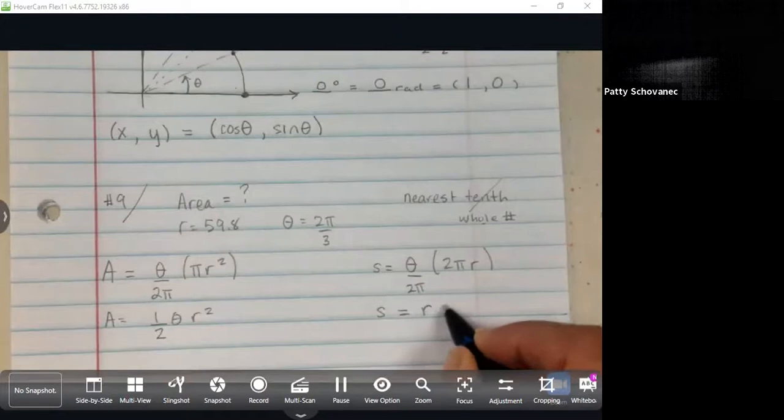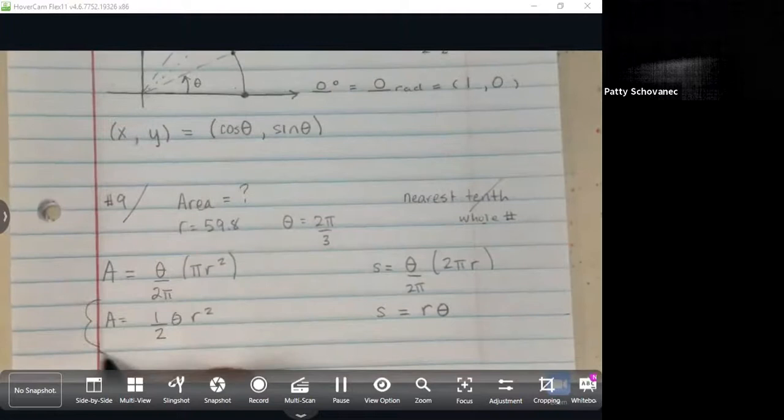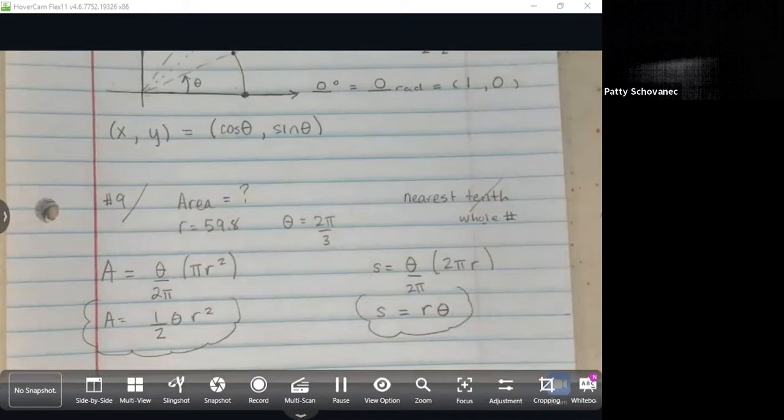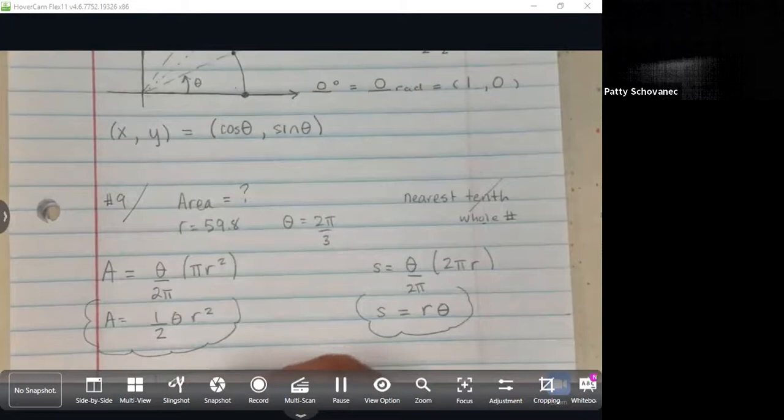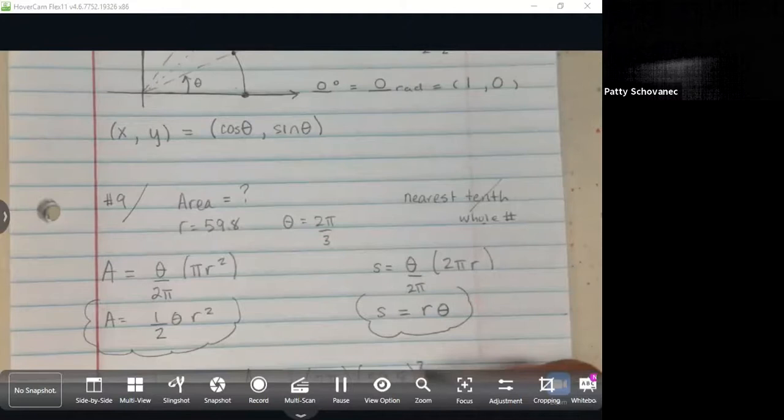We'll be using the area formula in this problem. So all we have to do is feed those two numbers in there. So in this example, area is equal to 1/2 times 2 pi over 3 times 59.8 squared.